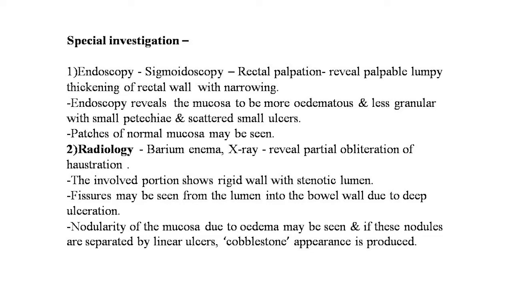Radiology: barium enema X-ray reveals partial obliteration of the haustration pattern. The involved portion shows a rigid wall with stenotic lumen. Fissures may be seen from the lumen into the bowel wall due to deep ulceration. Nodularity of the mucosa due to edema may be seen, and if these nodules are separated by linear ulcers, the cobblestone appearance is produced.